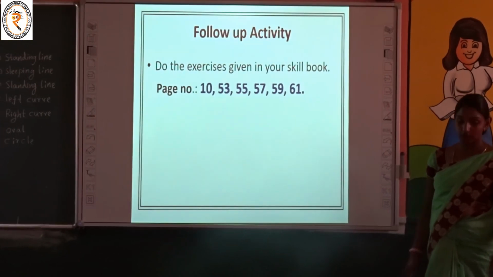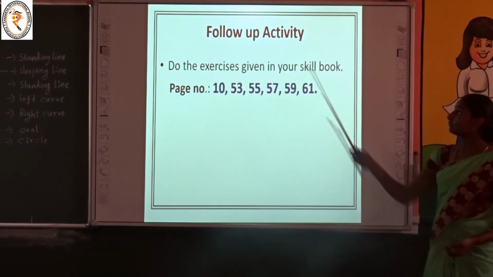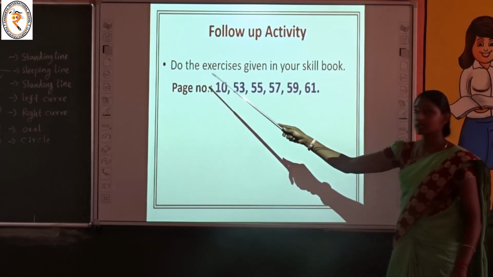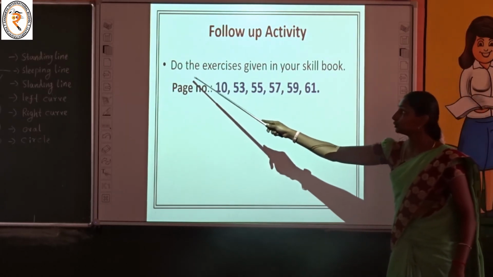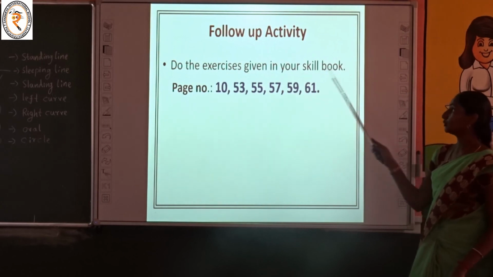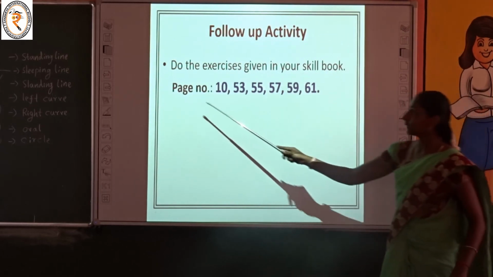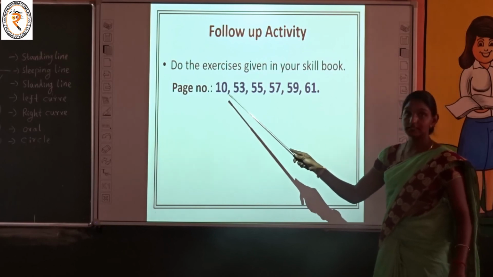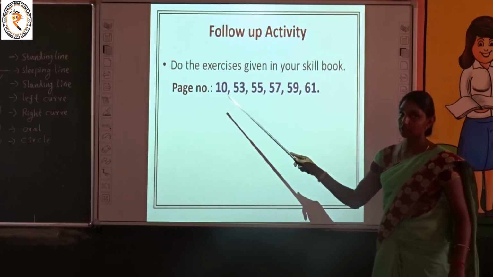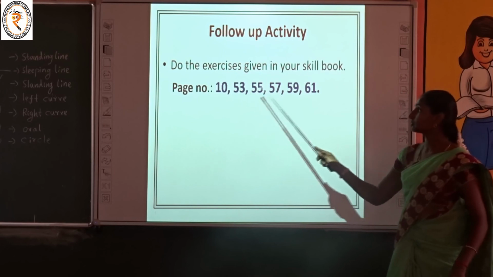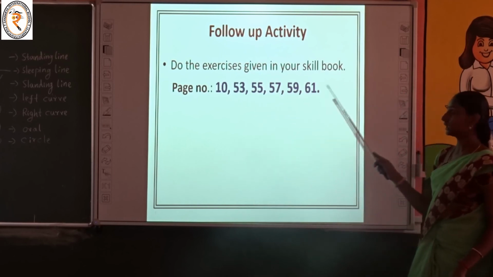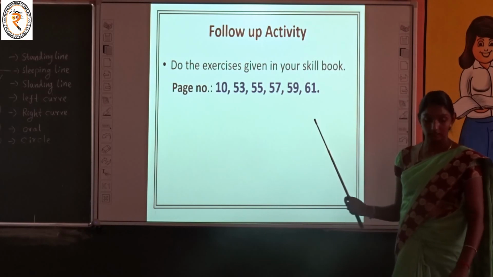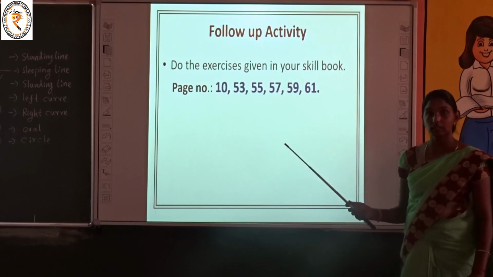Okay children, now it's time to make note of the follow-up activities. After the class you have to do some practice. You do the exercise given in your skill book. Make note of the page numbers properly. Page number 10 is based on the topic near and far. Page numbers 53, 55, 57, 59 and 61 are for the writing part. Okay children. Keep practicing. Take care of your health.